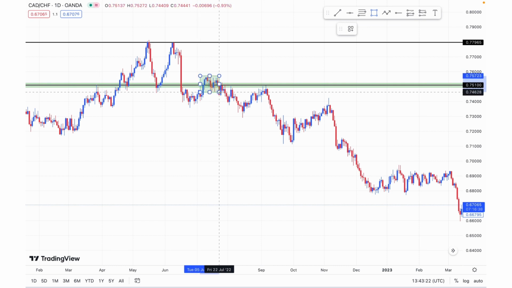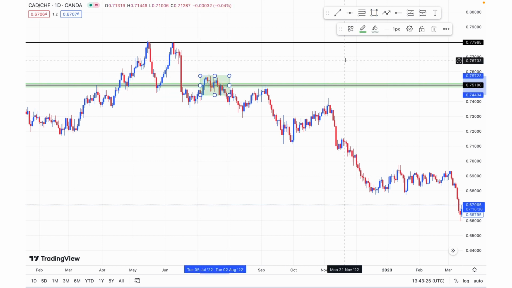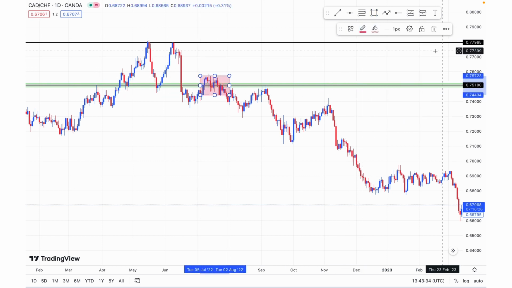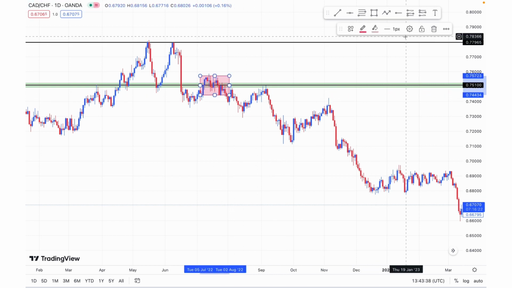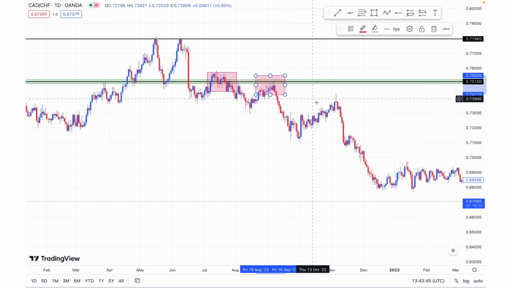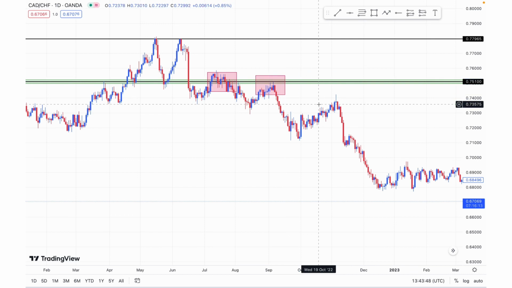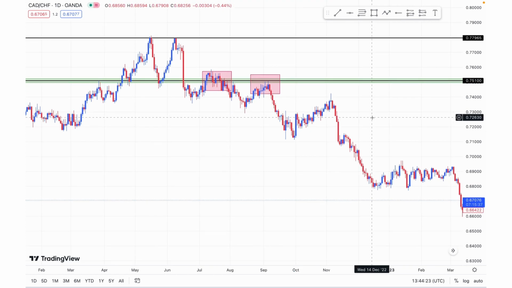One over here. Let me just change the color. So we would have had one selling opportunity over here and one over here, right? So basically this is the strategy. So what do we look for next?